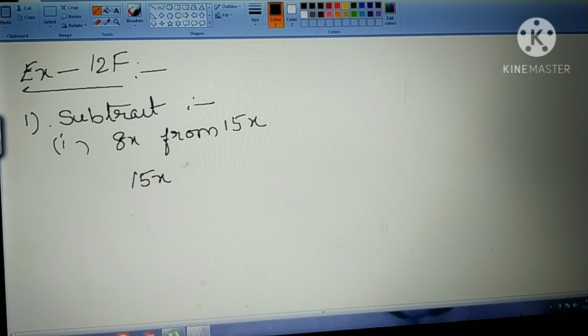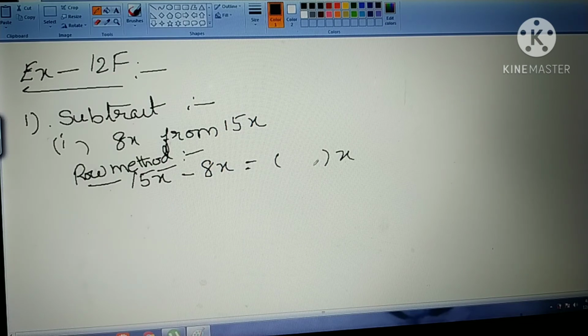Okay, 15x. So first I am doing the row method. Okay, row method I am doing here. 15x minus, what do we have to do? Subtraction. So I am writing minus. After that, the first algebraic expression, I am writing 8x. Now see, 15 minus, so x I am taking common.